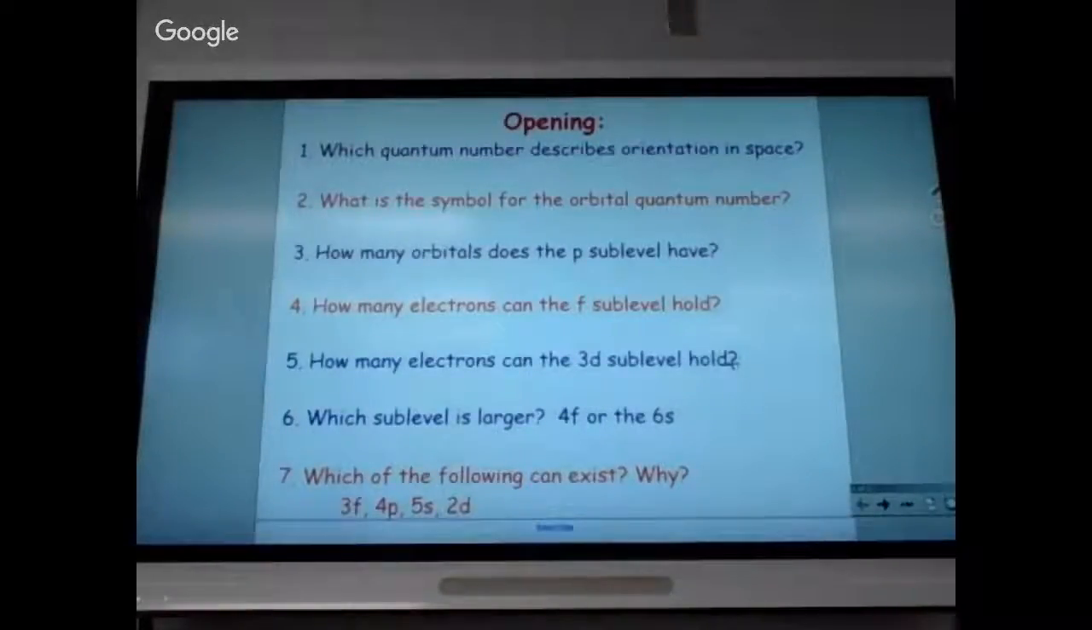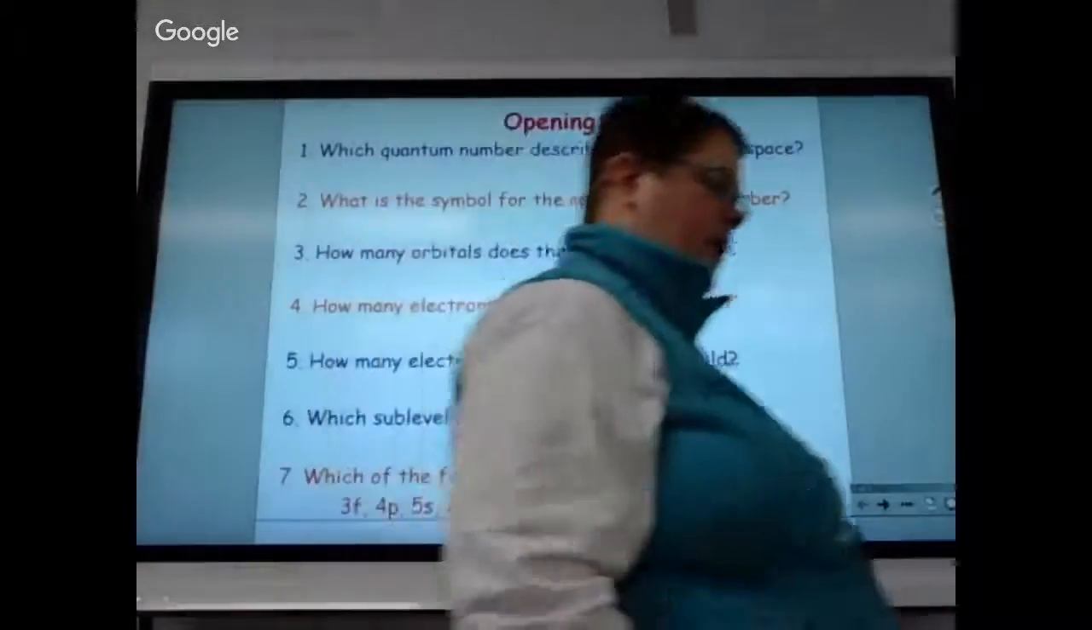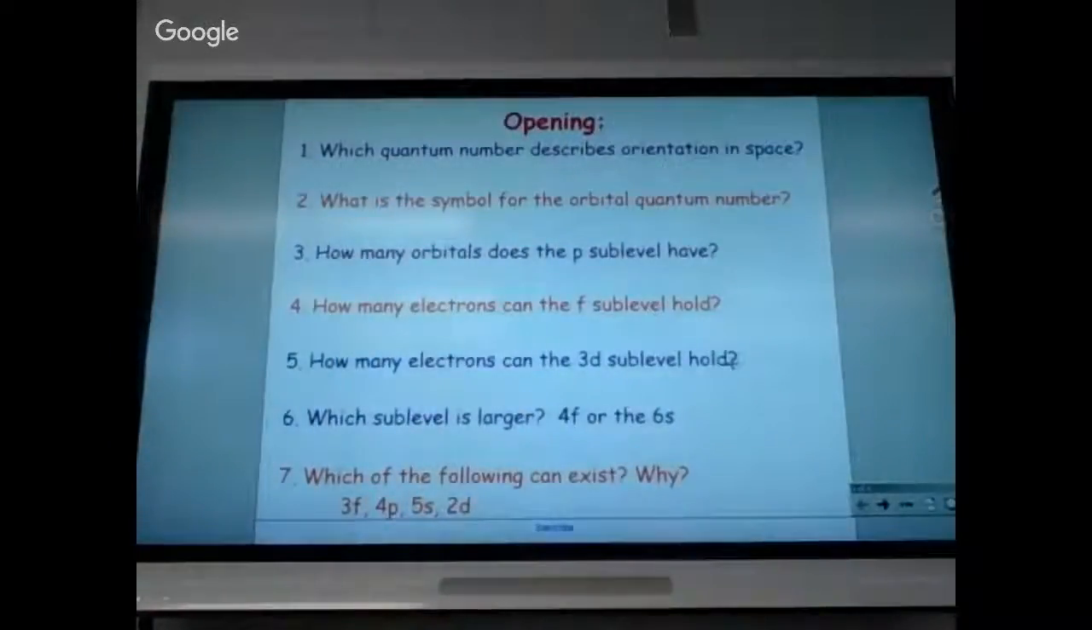There we go. How many electrons can a 3D sublevel hold? Does the 3 have anything to do with it? Nope, just the D. So we're only talking about a D. 10 is the right answer. D has how many pictures? 5. Each picture can hold how many? 2. So 5 times 2 is 10.